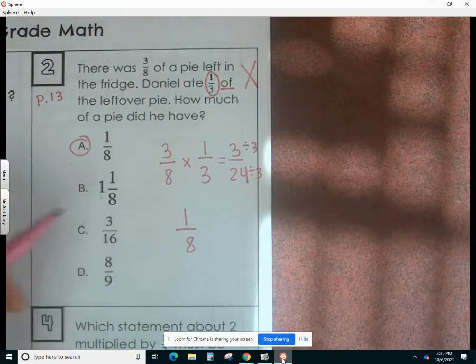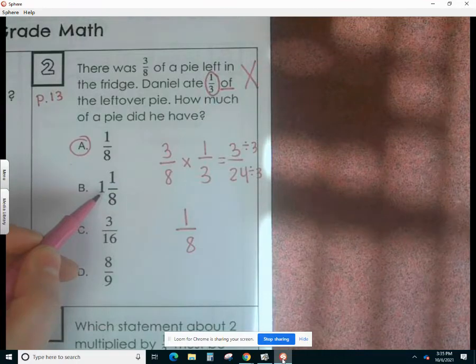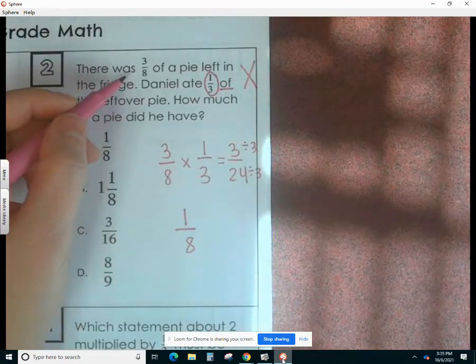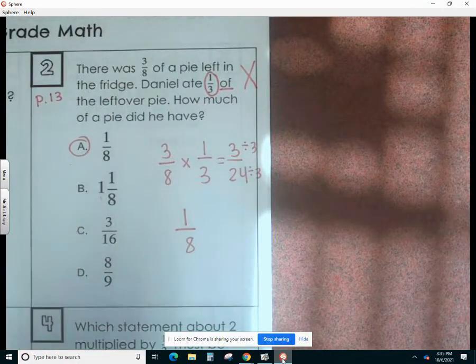If you were to divide, you would get this answer, which doesn't make sense because we didn't even have that much pie to begin with. So how could he eat more pie than was even in the refrigerator?